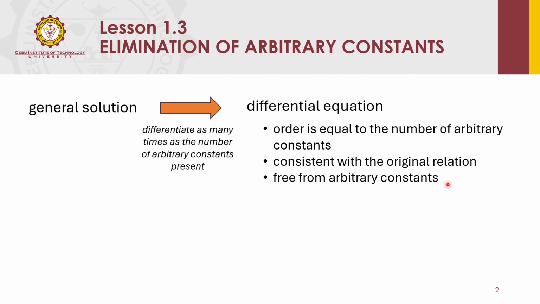The direct approach to do this is to differentiate the general solution as many times as the number of arbitrary constants present. So if there are three arbitrary constants, then we're going to differentiate the general solution three times to get a third order differential equation.